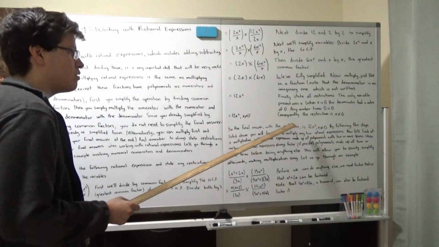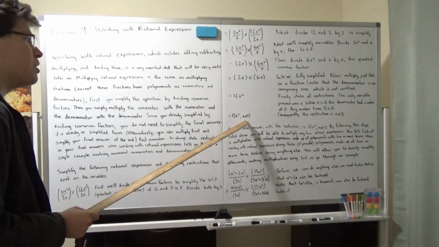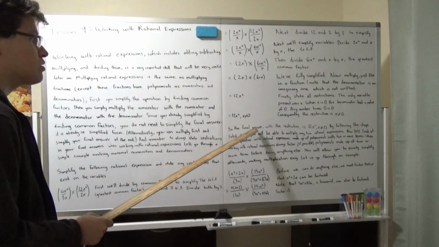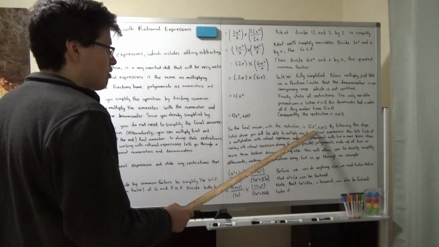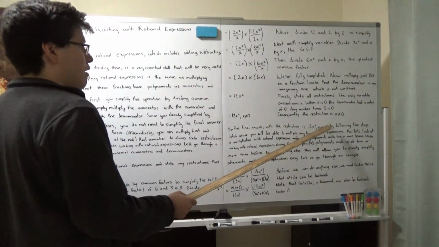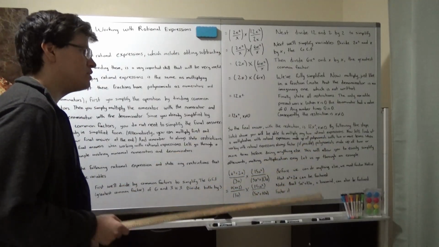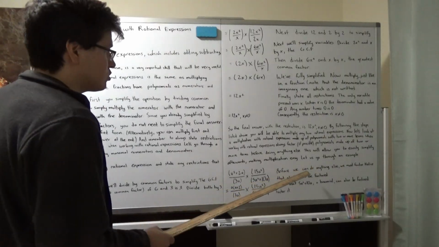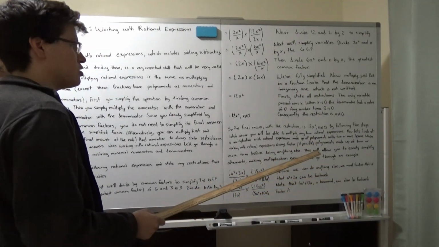So 12x squared, comma, x is not equal to 0 is the final answer. So the final answer with the restriction is 12x squared, comma, x is not equal to 0. By following the steps listed above, you will be able to multiply any two rational expressions.